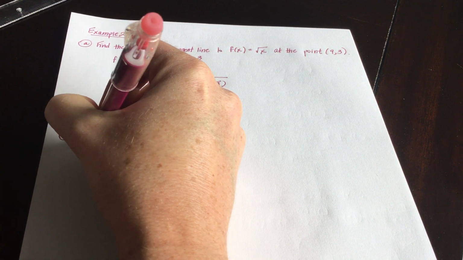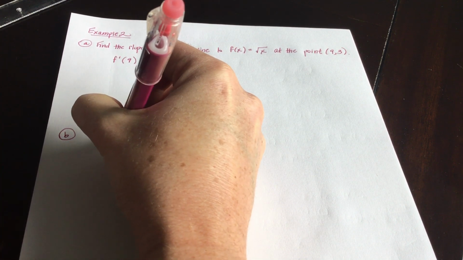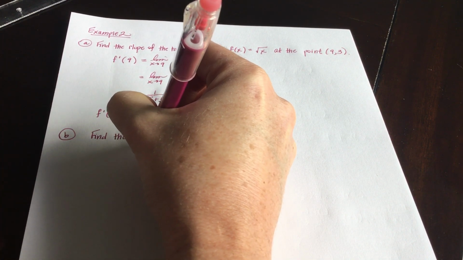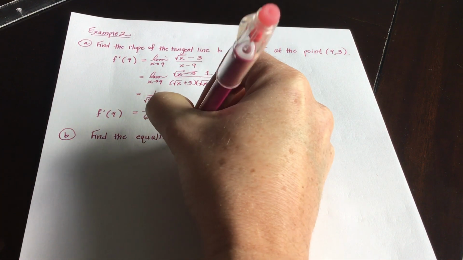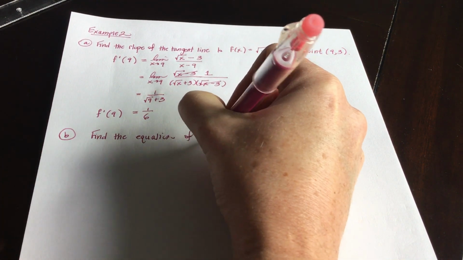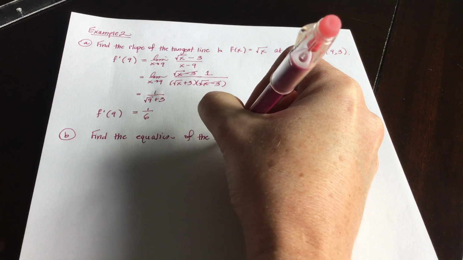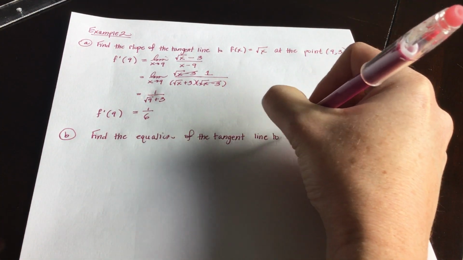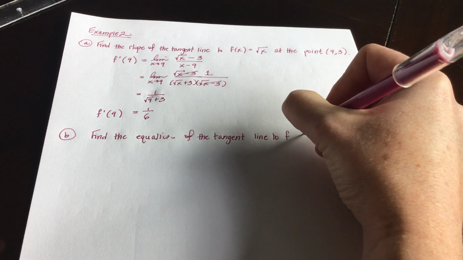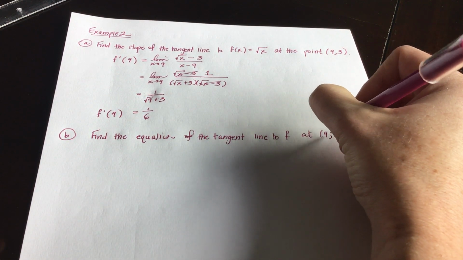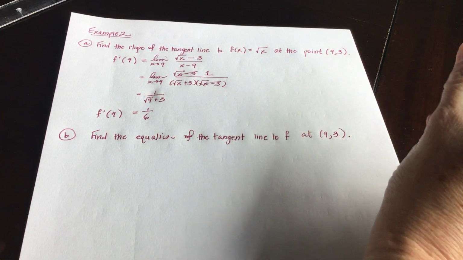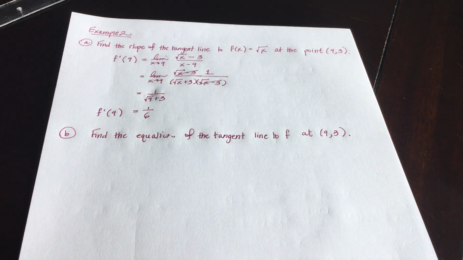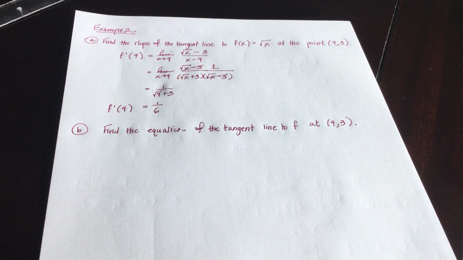Find the equation of the tangent line to f at the point 9, 3. All right, my friends, so go ahead and think about that.